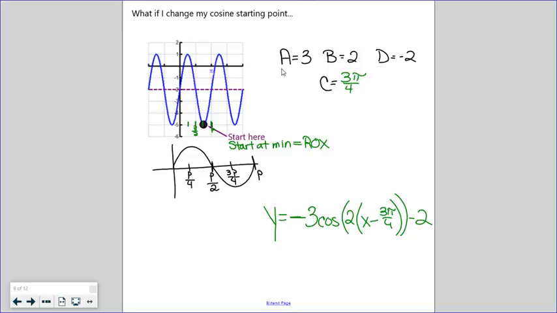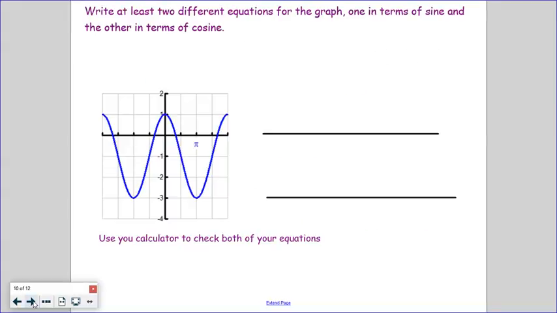Questions? Ignore the use your calculator. I'm going to guide us through how to use our calculators here in just a minute. But what I want you to do is write me the equation of this. This is exactly what your assignment is going to look like. Write me the equation of that in terms of sine and in terms of cosine.